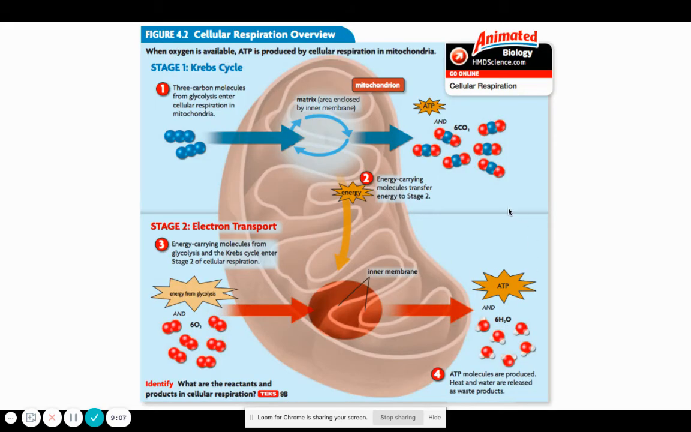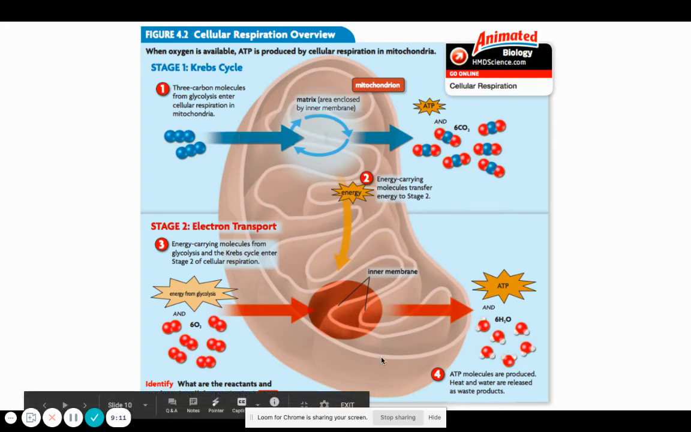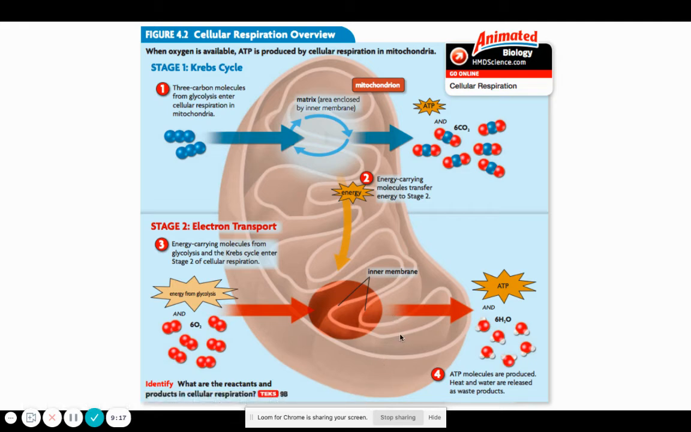All right, so here's an overview of aerobic cellular respiration. It's happening inside the mitochondria. And don't get so overwhelmed by this image. It might seem like a lot is going on, but we're going to break it down into the 2 stages. The first stage is going to be known as the Krebs cycle. This is the first step of aerobic cellular respiration, and it's happening inside the mitochondria.